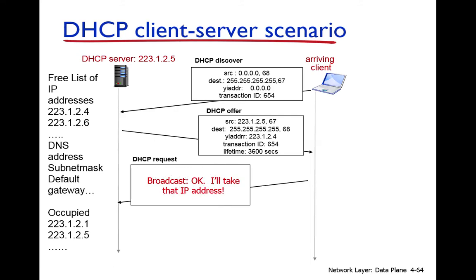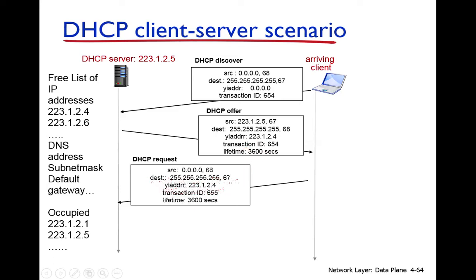Now the client will send the DHCP request. This will be broadcasted again, and it says, okay, I got this offer, I would like to take that IP address. So the client, in the DHCP request message, indicates that you have sent to me this IP address, and I'm willing to use this IP address, okay.